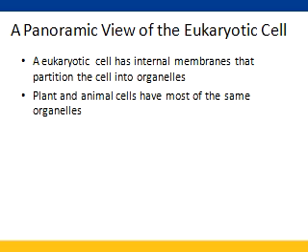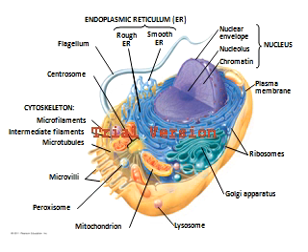So a eukaryotic cell, we already know that it has these internal membranes, it has organelles, and so plant and animal cells are for the most part pretty similar. There are some distinct differences, but for the most part they're similar. So here's a picture of an animal cell, and you can see that the nucleus is in purple, and inside of the nucleus it has the envelope, the nucleolus, and the chromatin.